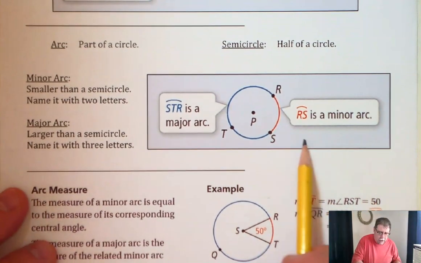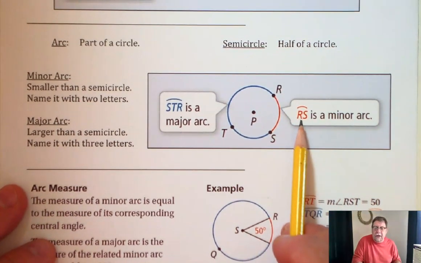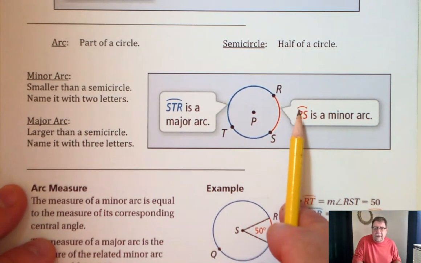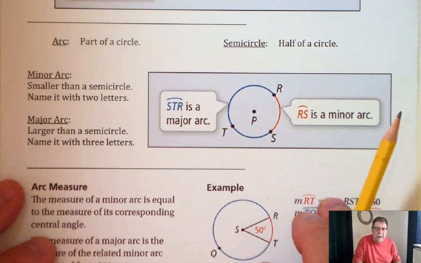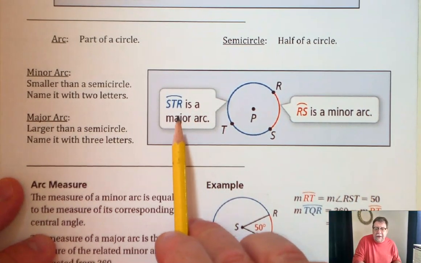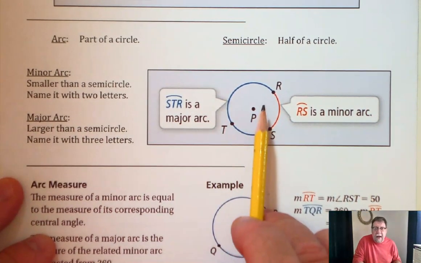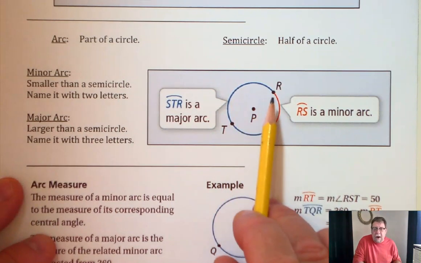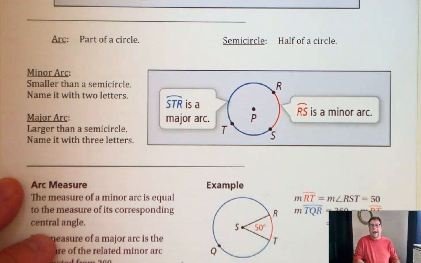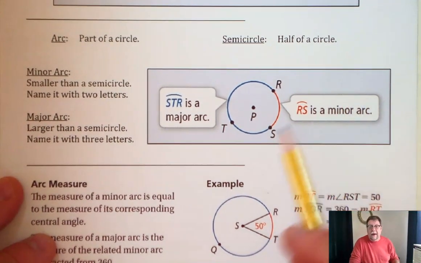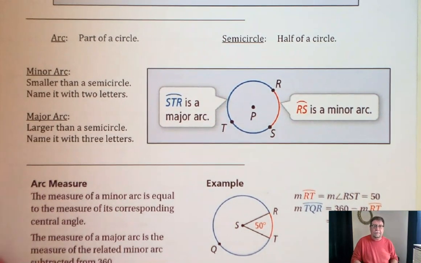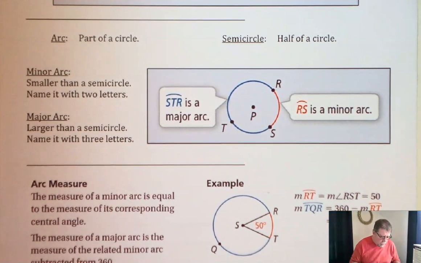A minor arc is named by using two letters. RS is a minor arc. We use this little arc over the top of it as a terminology. And then a major arc has to use three letters. So starting at S, it goes through T, goes around to R. Use three letters to name a major arc, which is bigger than a semicircle, so it's larger than 180 degrees. So we'll be naming arcs in the homework.